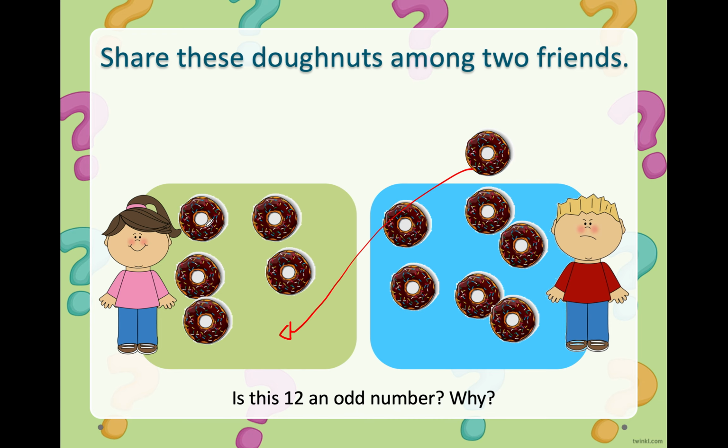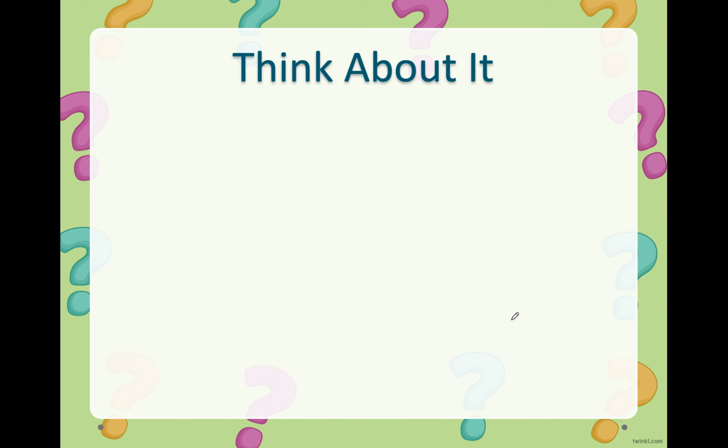Let's count. 1, 2, 3, 4, 5, 6. So yes, they each have the same number and there is no odd one out. So 12 is not an odd number. It is an even number.